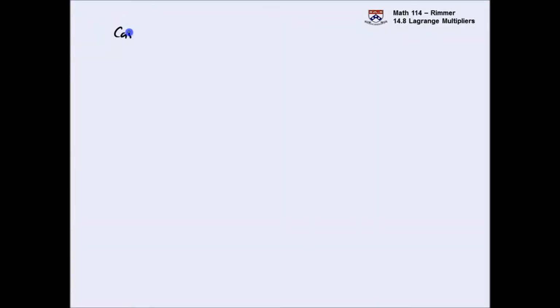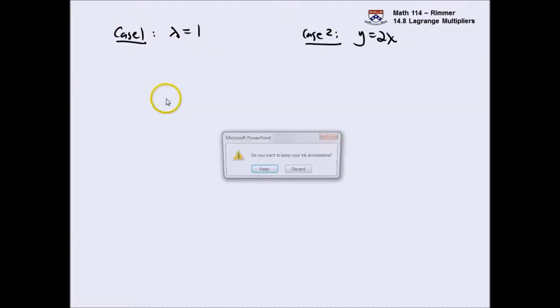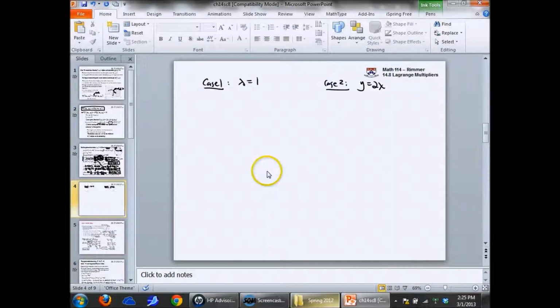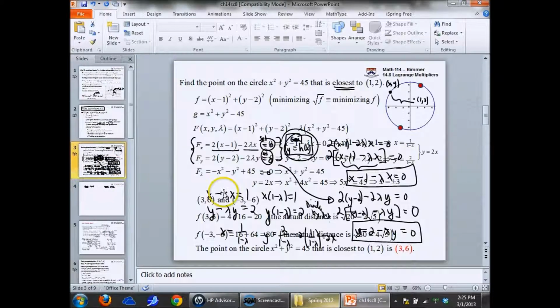Case 1: lambda is 1, and case 2 is that y is twice x. One of these has to be true. All right. So let's go down the road of lambda being equal to 1. What happens there?